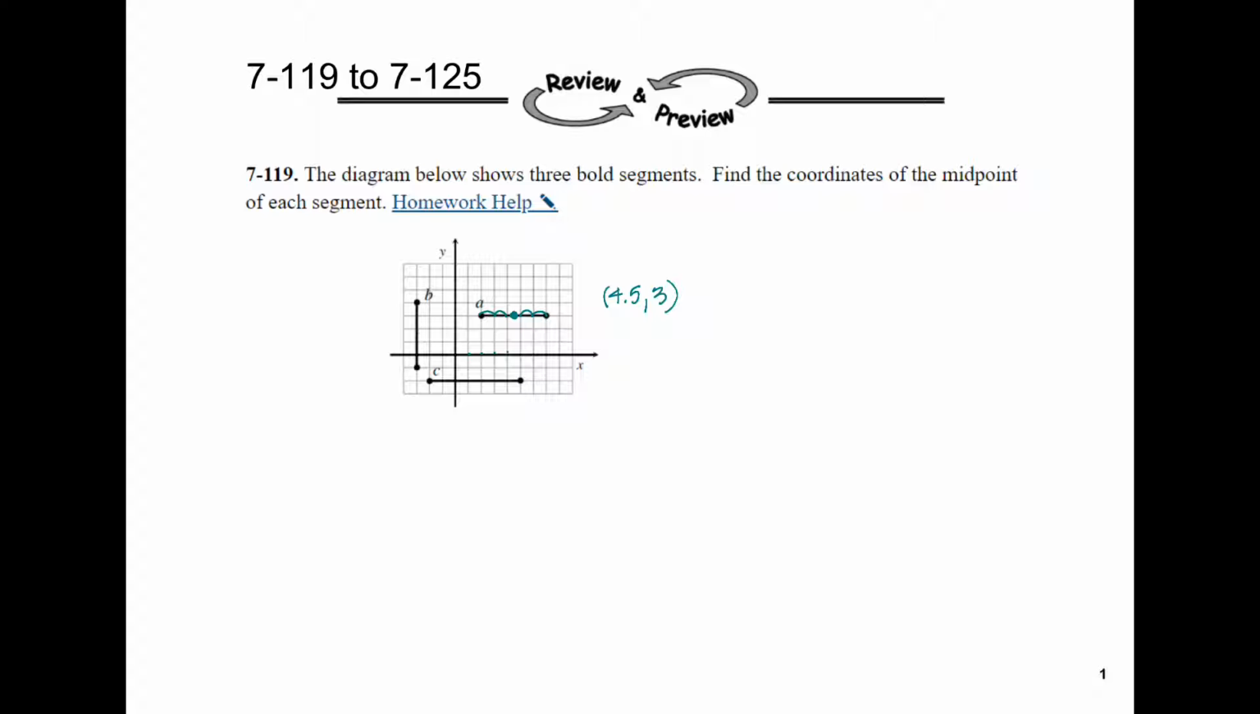Looking at segment B, I can also tell that my midpoint is here, so I'm going to go -3 on my x-axis, up 1.5. Looking at segment C, I can tell that my midpoint is right here, and that is +1.5 on my x-axis, -2 on my y.